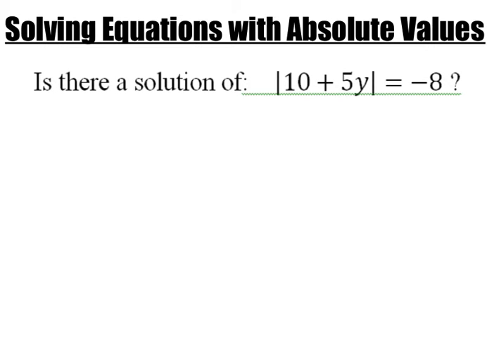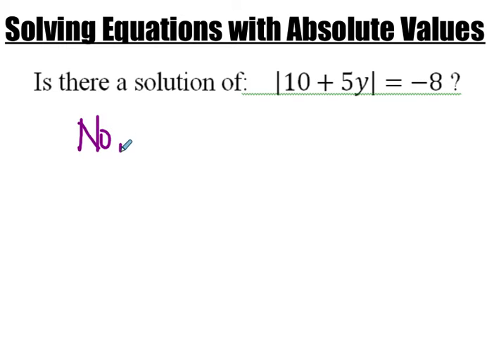Moving to your next example, we have this. It says, is there a solution of absolute value of 10 plus 5y equals negative 8? So remember, absolute value represents a distance. So this is me saying the distance from 0 is negative 8. So really what I'm asking here is, can we go negative 8 steps away from 0 on the number line? Hopefully your thought process there told you no.